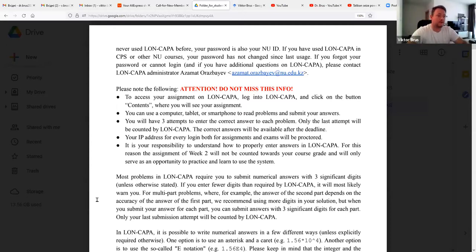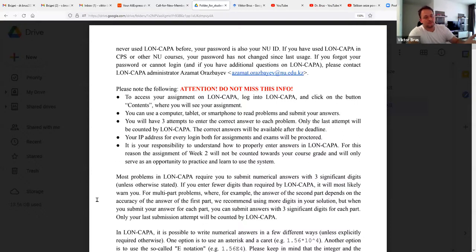But it can happen. And if it happens, you email me screenshots of the Long Kappa problem, a screenshot of your solution, and the solution which Long Kappa recommends, with a statement that your solution is not correct. And also a photo or copy of the step-by-step solution of this problem written by you by hand. And please write very clearly so we can understand what you wrote without too much effort.